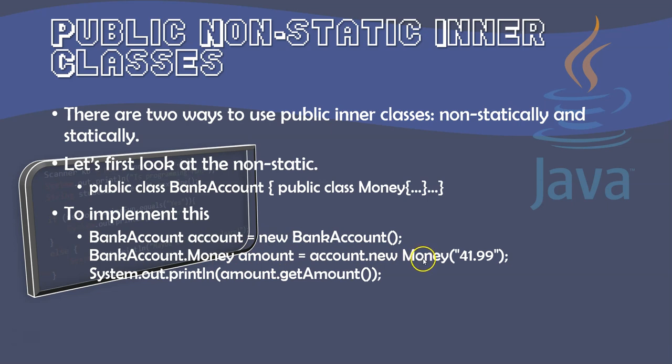But then in order to create an instance of the object, we have to say account.new, because we have to say the outer class object name dot new, and then of course whatever it is, Money($41.99). And of course then we print it. You notice this is amount, so that is of the Money class now, dot getAmount. So if we actually run this program, we would get a value of $41.99.